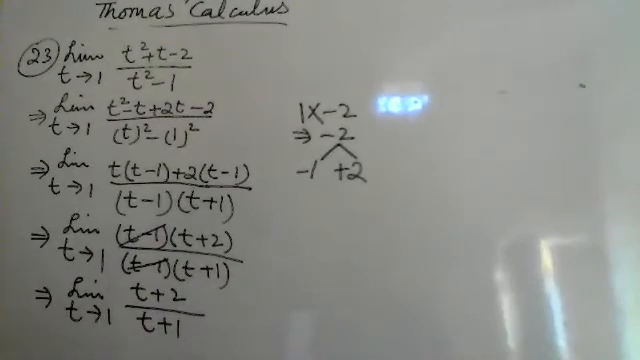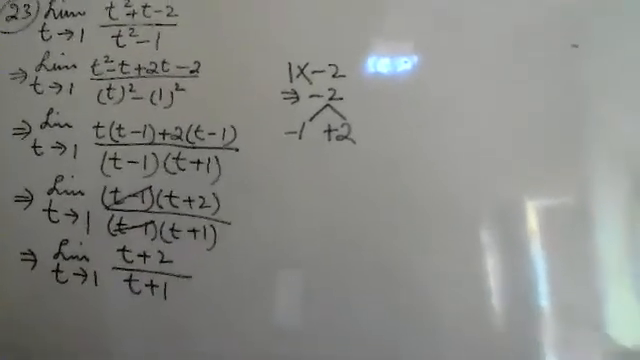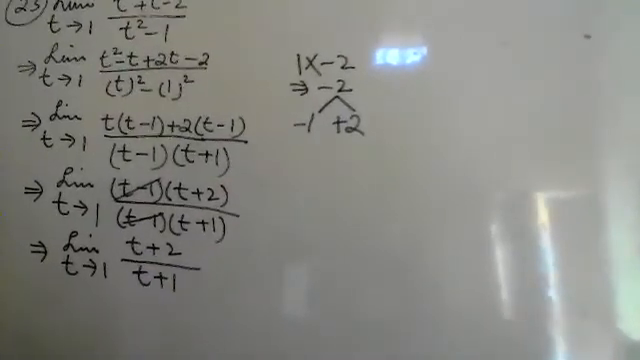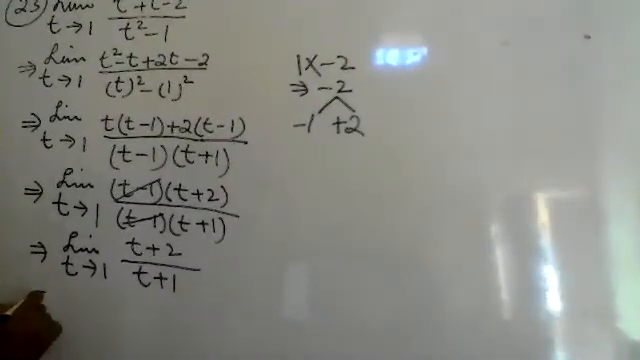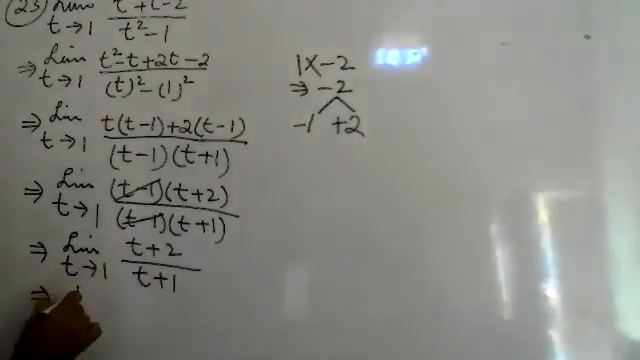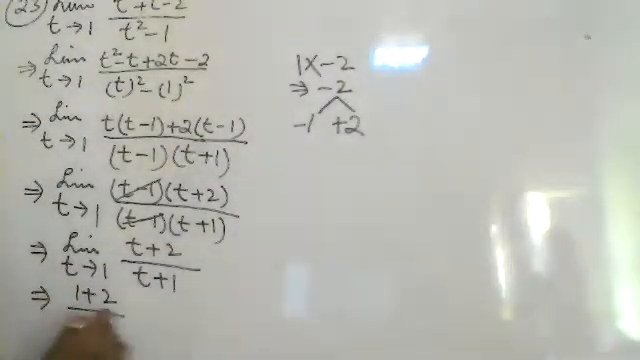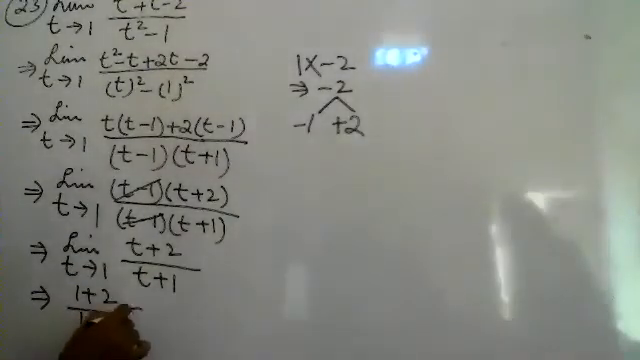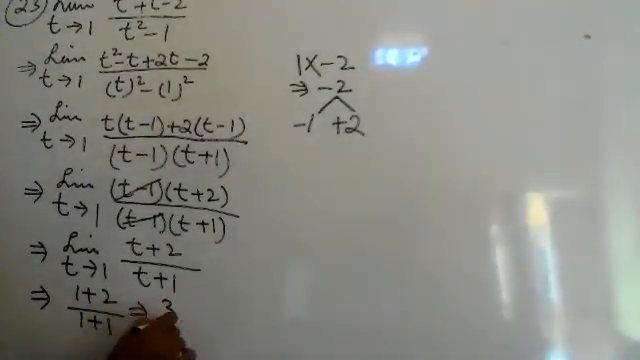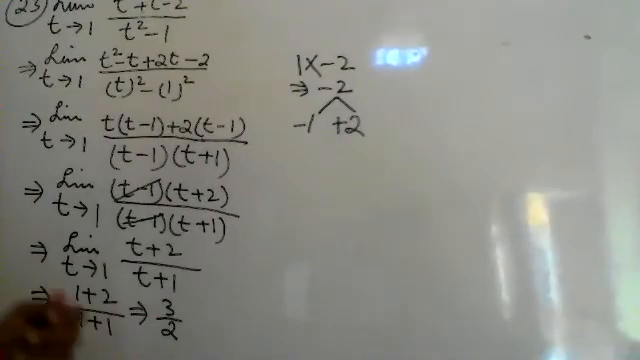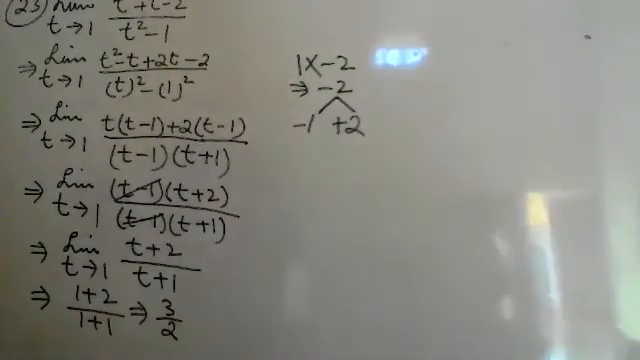Put the limit. One plus 2, 1 plus 1. It will become 3 upon 2. This is the answer.